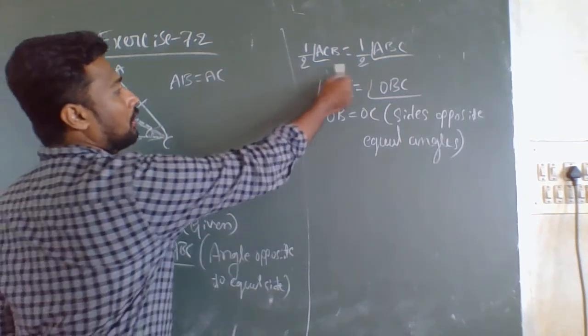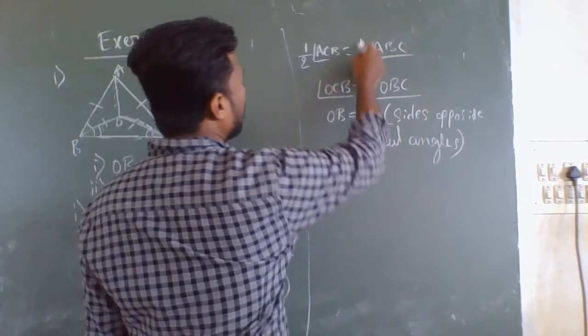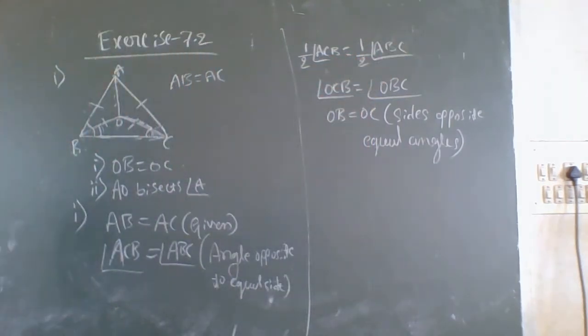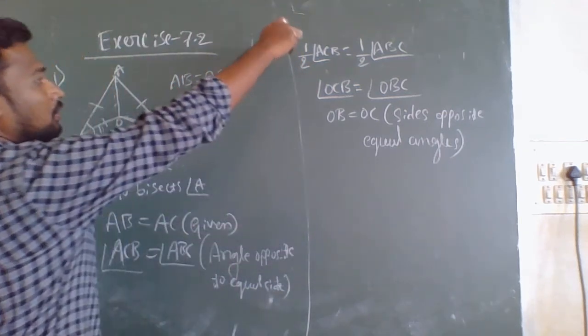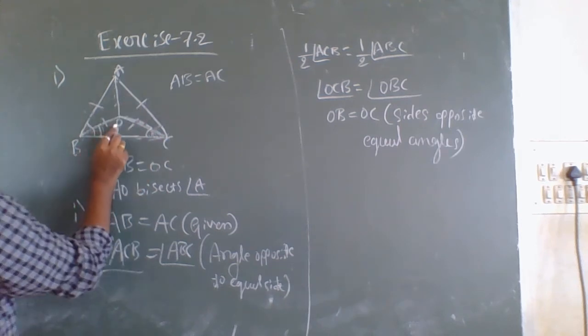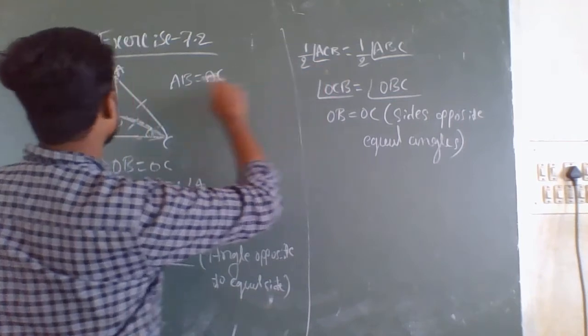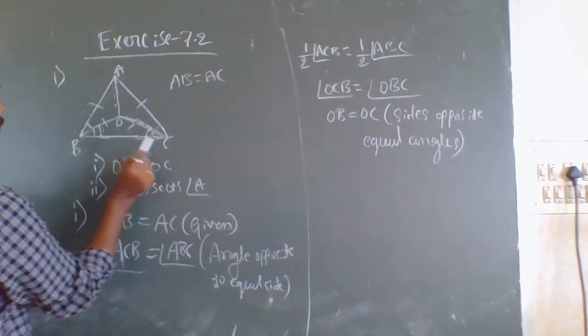Now I will multiply 1 by 2 to both sides of the angles. If you cancel 1 by 2, 1 by 2, you will get angle ACB is equal to angle ABC only. Now 1 by 2 into angle ACB, I can write here as angle OCB. Therefore 1 by 2 angle ACB, in the diagram, I will write as angle OCB.